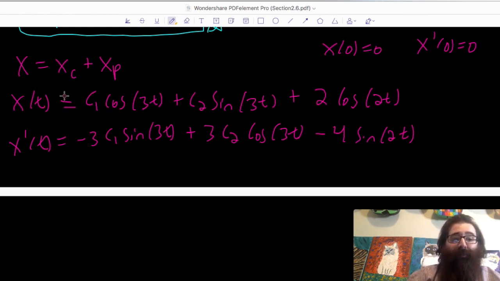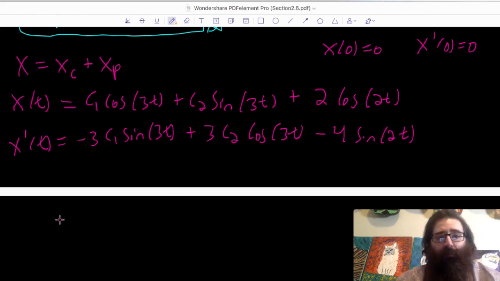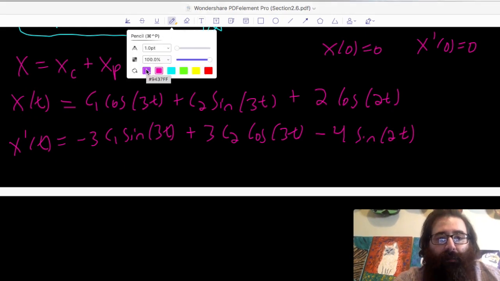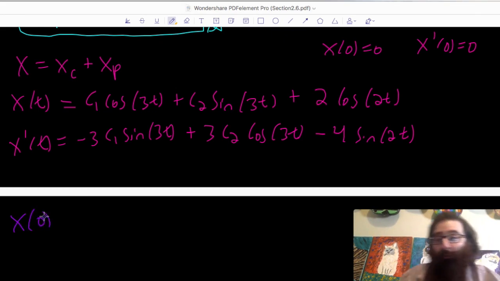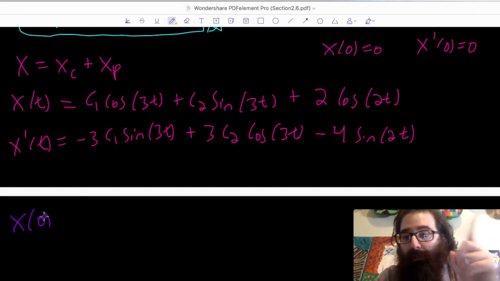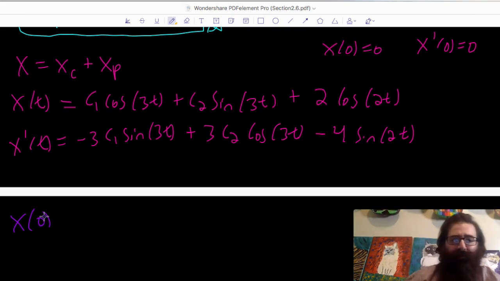And now I can plug into x and x prime. So if I go through this, x at 0, and remember, cosine at 0 is 1, sine at 0 is 0. So if I remember that, I'm going to get c sub 1 times cosine at 0, which is c sub 1 times 1, which is c sub 1, plus c sub 2 times sine at 0, which is c sub 2 times 0, plus 2 times cosine at 0, which is 2 times 1, which is 2, and this should be equal to 0.